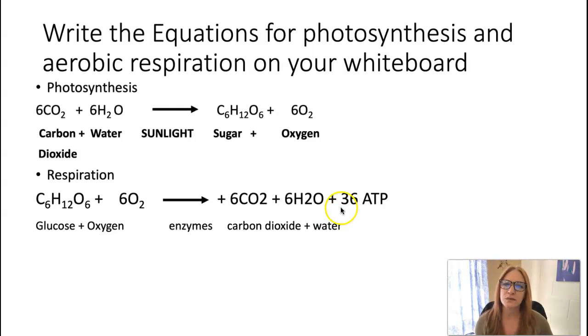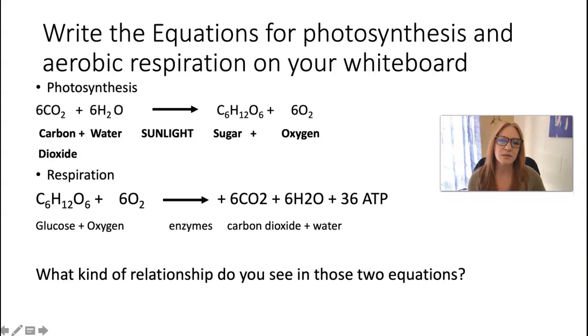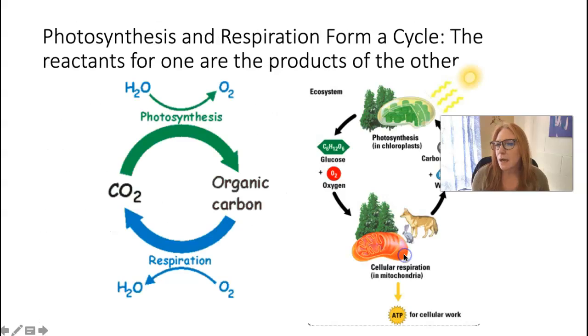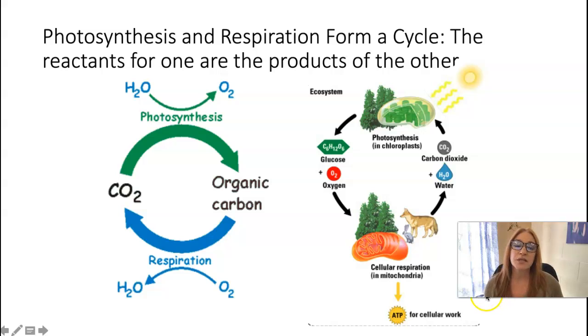Okay, so look at all of those equations. Look at the actual elements and molecules in both of them. What do you notice about them? Do you see a relationship between those two equations? Yeah, you should, because they are inextricably tied together. Photosynthesis and cellular respiration form a cycle. The reactants, what goes into them, for one, is the products of the other one.